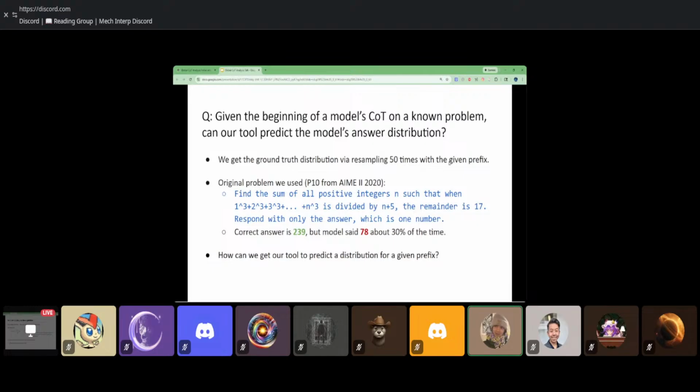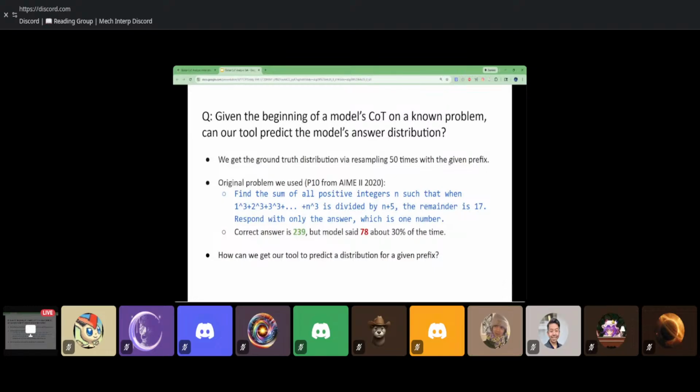Later on, we cleared this up a little bit by giving models only two answer choices. Hopefully, if this scales in the future, we would look at questions with multiple answer choices to make the task a little harder. But here we just have two answers, and the question is, can we predict how often the model will get the right answer versus the wrong answer given this beginning of a chain of thought?